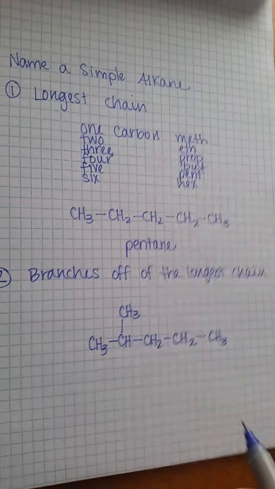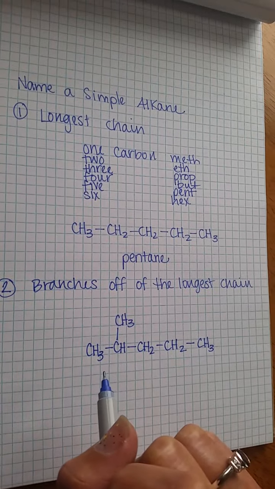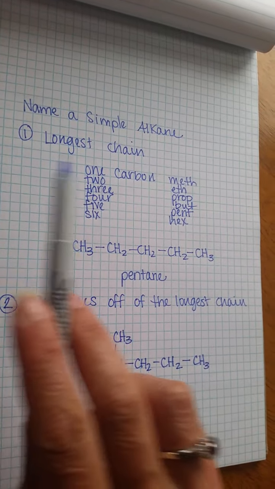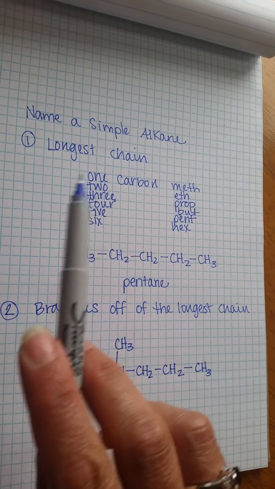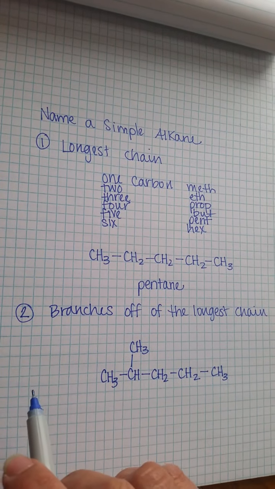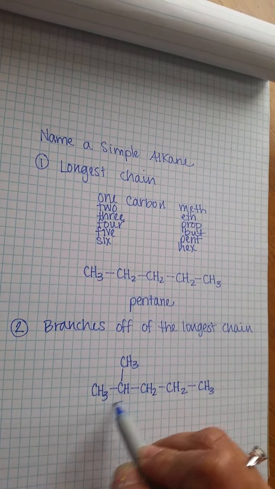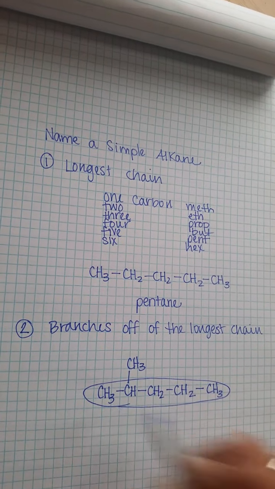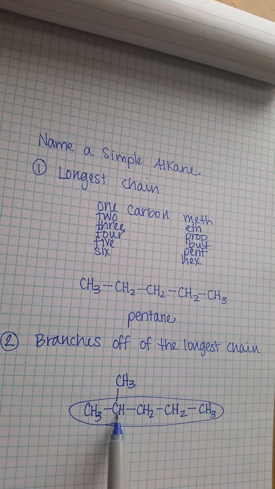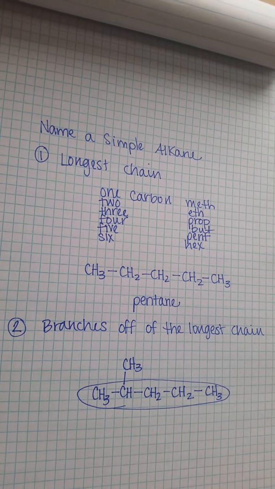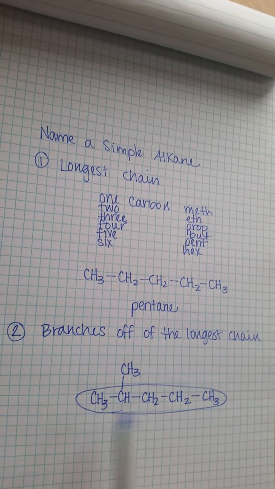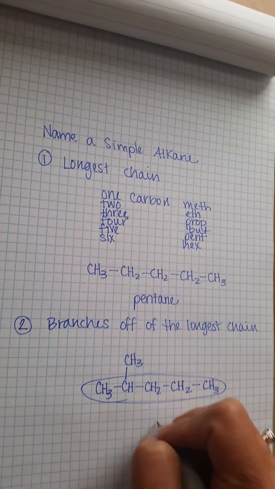All right, so we've got a molecule that we're going to first start with our first step, find the longest chain. I like to highlight or circle the longest chain so we can identify the longest chain there as having 1, 2, 3, 4, 5 carbons. So now based on what we learned here, we can see that this is going to be a pentane.